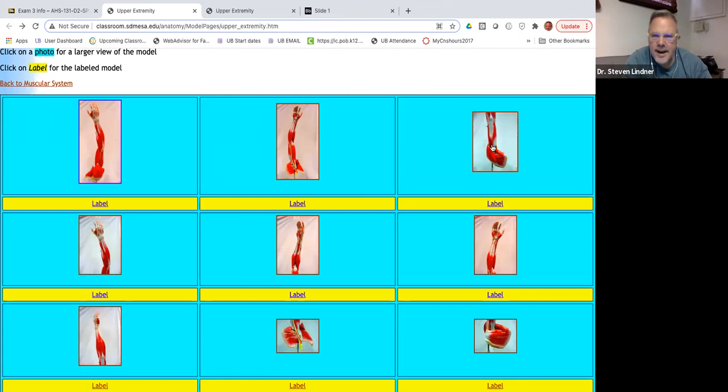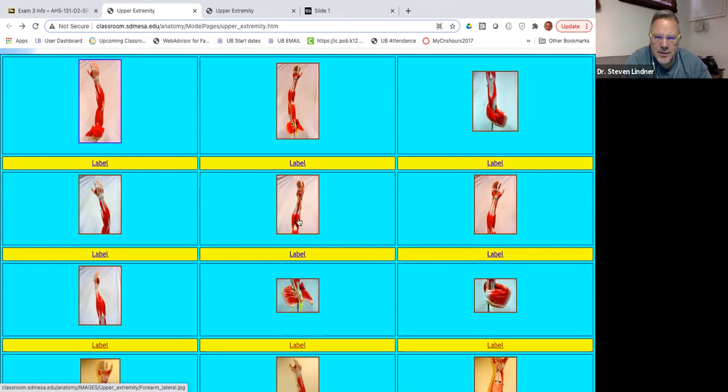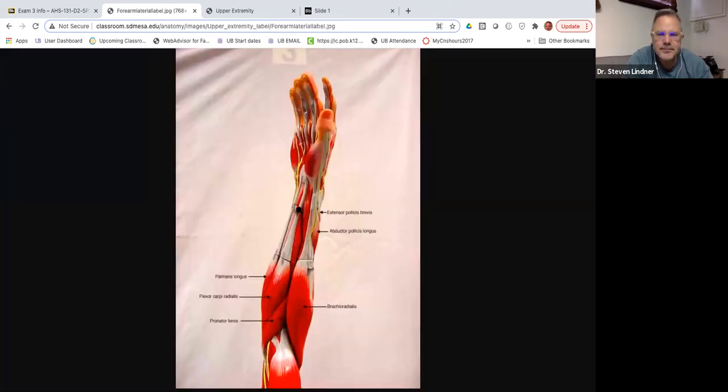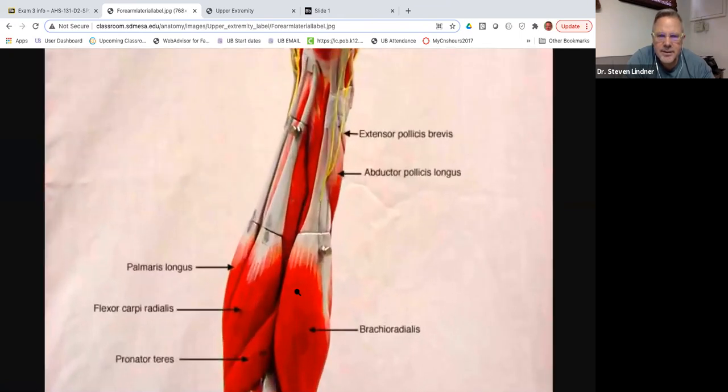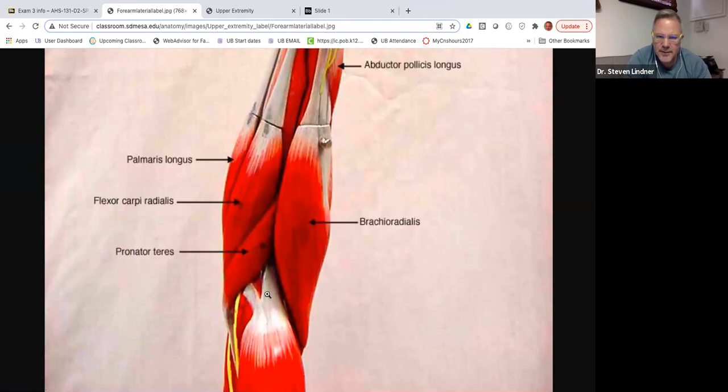Okay, so we did the top three. Let's go and look at the anterior forearm. Let's zoom in on that again. So here's the anterior forearm. Now here's the elbow. There's the cubital fossa where blood is typically drawn on people. Here's the biceps brachii. So this fossa has a lateral border and a medial border. The medial border of the cubital fossa is the Pronator Teres, and the lateral border is the Brachioradialis.